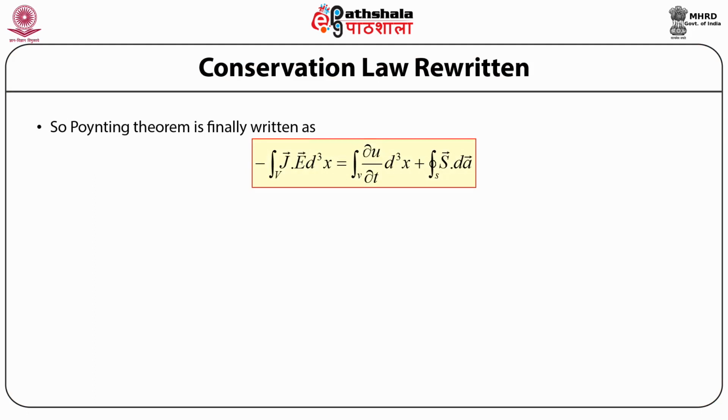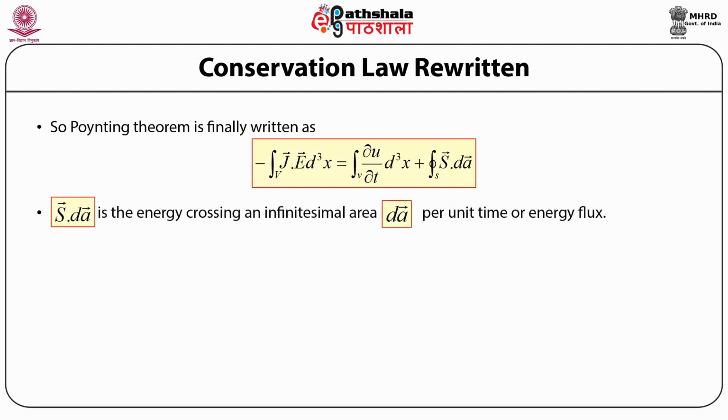So the Poynting's theorem is finally written as minus the volume integral with respect to the volume element d³x of the dot product of the current density J and the electric field vector E, and this is equal to the volume integral over d³x of the partial time derivative of u, that is the energy density of the electromagnetic field, plus the surface integral of the Poynting's vector S dot the surface area vector dA, where the dot product of S and dA is the energy crossing an infinitesimal area element dA per unit time, or the energy flux, and the Poynting's vector S is also called the energy flux density.